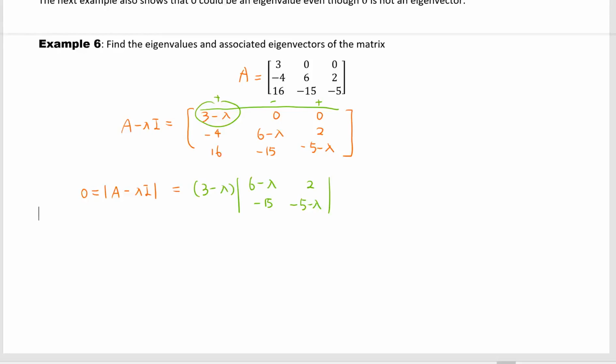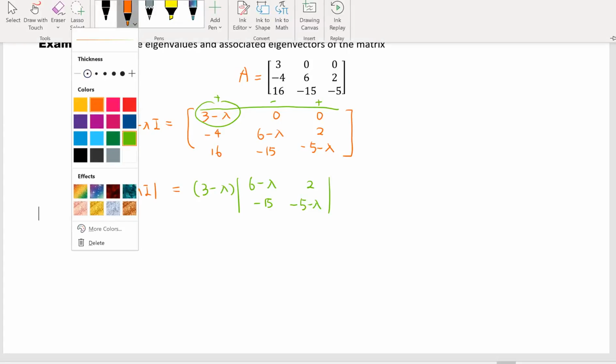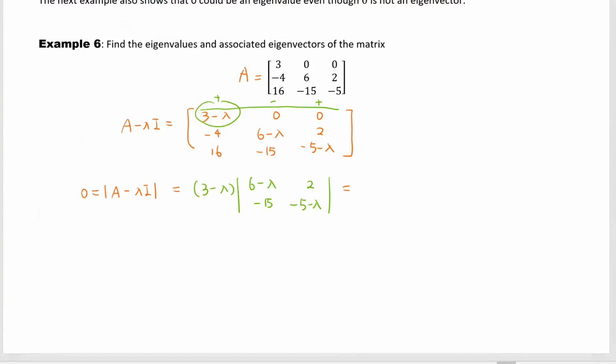Okay, so let's continue. So that is 3 minus lambda. Well, here we cross multiply. So 6 minus lambda times negative 5 minus lambda, minus negative 15 times 2. Okay, what is that? So remember, our goal is to factor it completely. So the 3 minus lambda, just keep the factor there. Okay, and then what's inside?